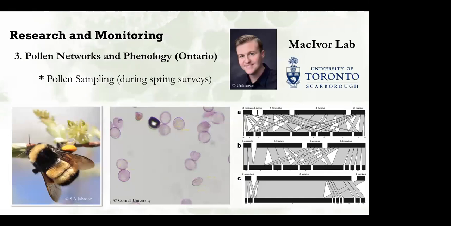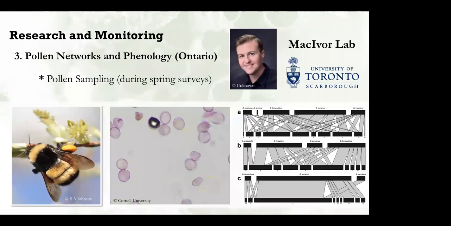So during spring surveys across Ontario, pollen samples are collected from the corbicular lobes, which is just the hind leg of foraging bumblebee queens. And the samples are mounted to slides so that the pollen grains can be identified to at least genus level. And then we can begin to build pollen networks from those identifications to show which species are eating what and at what times in the spring.